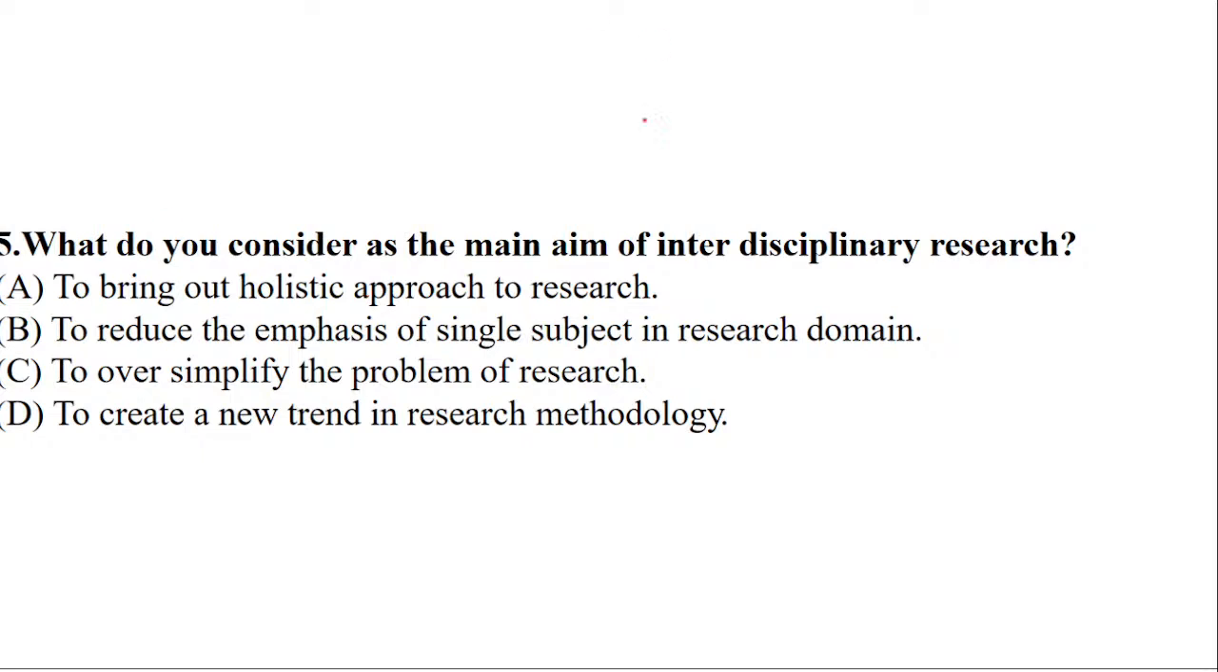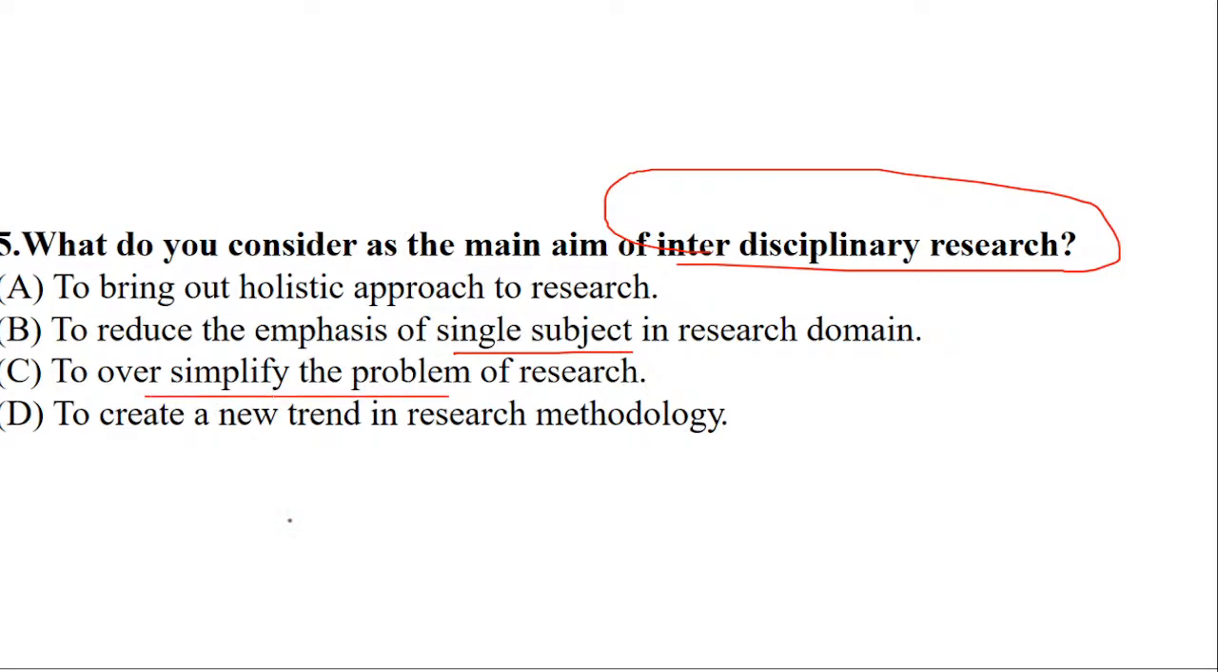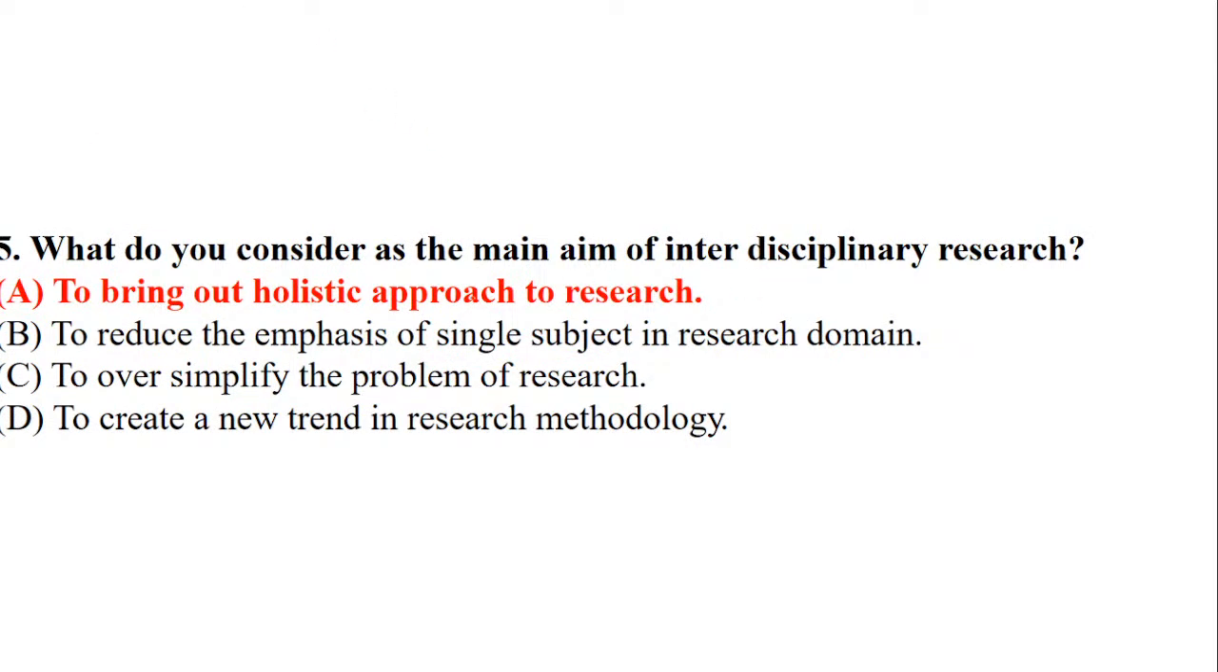Okay. So when we talk about interdisciplinary research, it means various branches. So we will definitely not emphasize a single subject, because we have various branches here. It is definitely not related to oversimplifying the problem. Any branch will definitely not be taken into consideration. Or to create a new trend in research methodology, we cannot rely on interdisciplinary research. So when we are dealing with various branches, it means we have to bring a holistic approach to the research, where we consider research as a whole, whether it is for one specific branch or for the rest of the branches. So here the answer is to bring out a holistic approach.